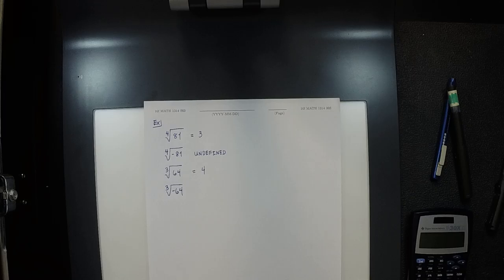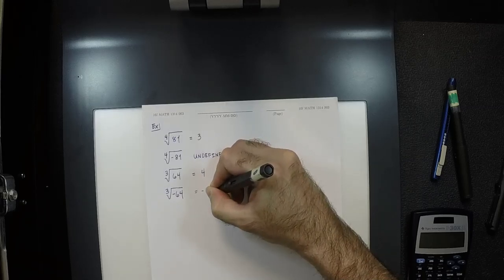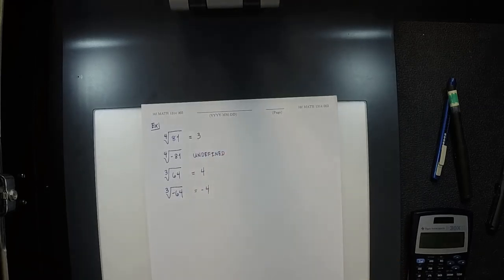Okay, so now how about the cube root of negative 64? So, do we all agree, first off, in the first place, that this is a radical? Yes. What's its parity? Odd. What kind of argument can go into an odd radical? Any kind. Any kind. So that means that this is fine. This is just fine. So what is the cube root of negative 64? Negative 4.